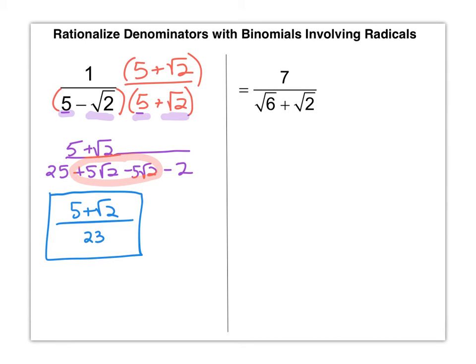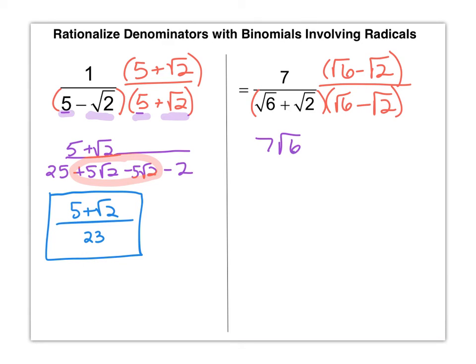The example on the right side, we have 7 divided by the square root of 6 plus the square root of 2. We're going to multiply the denominator by its conjugate, which is the square root of 6 minus the square root of 2. We need to also multiply the numerator by the quantity, square root of 6 minus the square root of 2. Let's simplify the numerator. We can distribute the 7 in the numerator to get 7 square root of 6 minus 7 square root of 2.